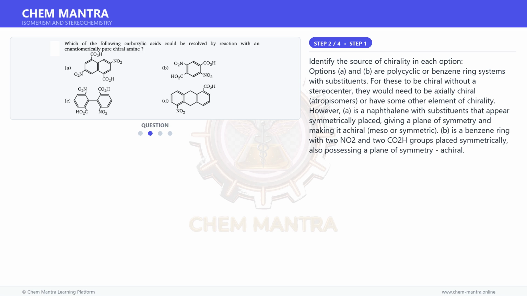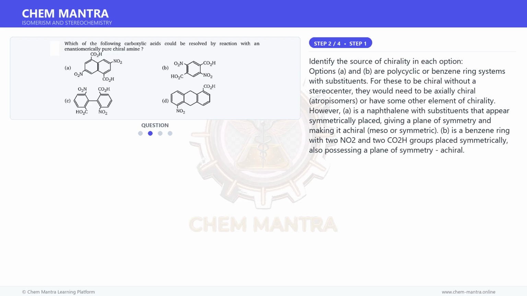Identify the source of chirality in each option. Options A and B are polycyclic or benzene ring systems with substituents. For these to be chiral without a stereocenter, they would need to be axially chiral atropisomers or have some other element of chirality. However, A is a naphthalene with substituents that appear symmetrically placed, giving a plane of symmetry and making it achiral, meso or symmetric.